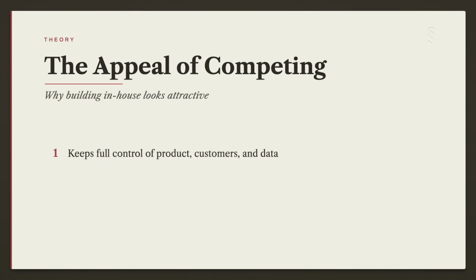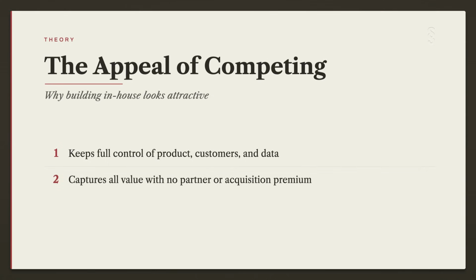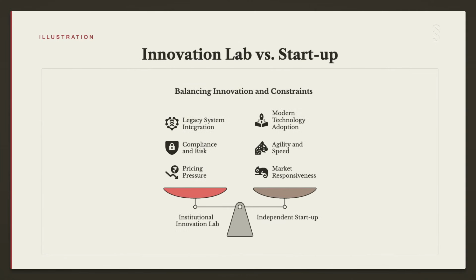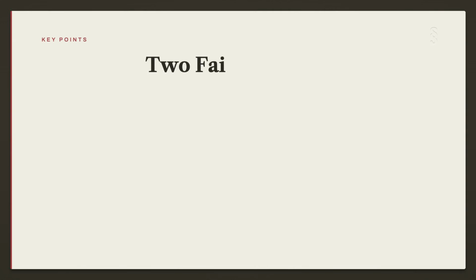Building has real attractions. It keeps full control of the product, the customer relationship, and the data. It captures all the value without a partner's share or an acquisition premium, and it avoids the integration risk of an outright purchase. The recurring failure is cultural, not accidental. An internal lab must connect to legacy core systems, satisfy compliance built for a full-service bank, and keep pricing from undercutting existing lines. A startup carries none of these constraints, and that speed gap compounds every month.